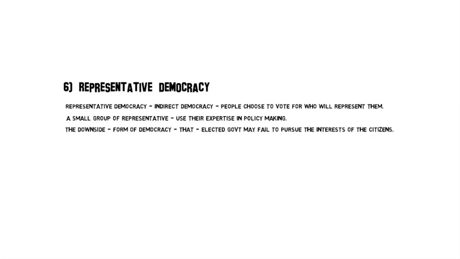When we talk about the representative form of democracy, we need to understand that it is, in short, an indirect democracy. What happens here is that people choose their own representatives, and those representatives later represent them on their behalf in the assembly. Therefore this is the most common form of government you'll find anywhere in the world.